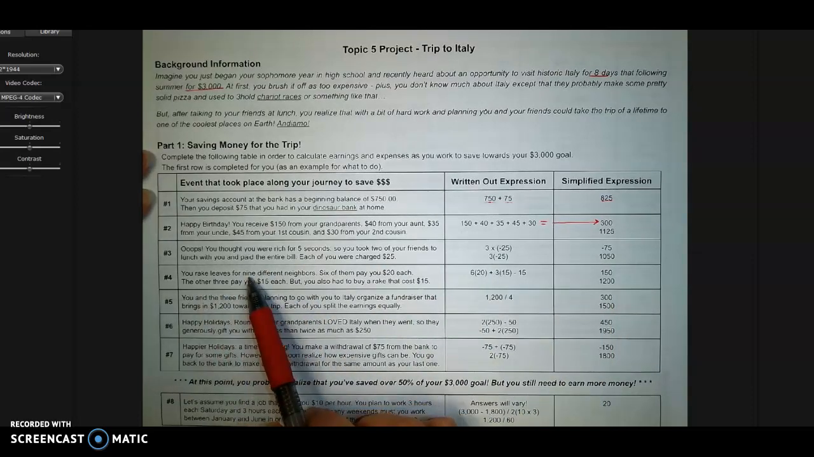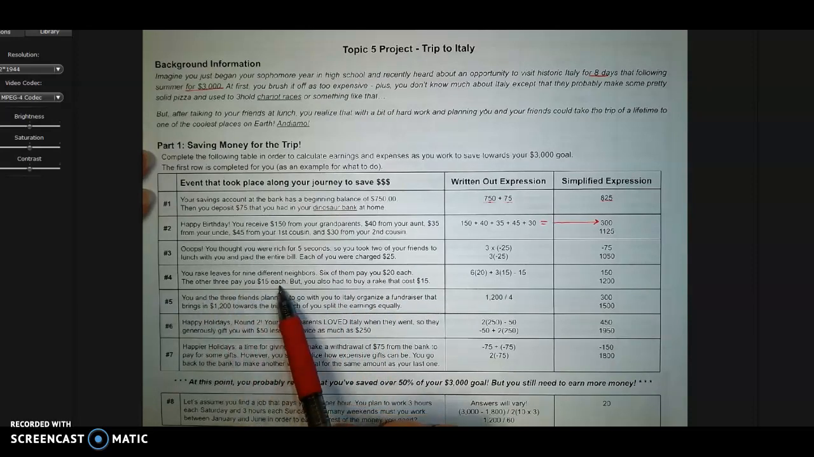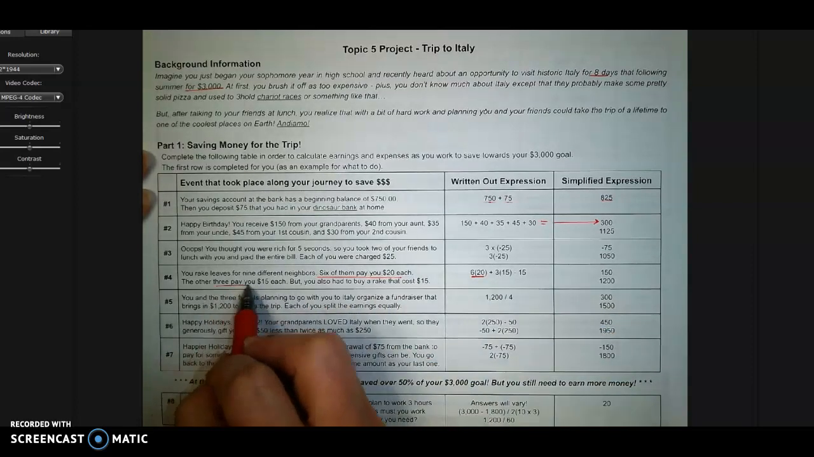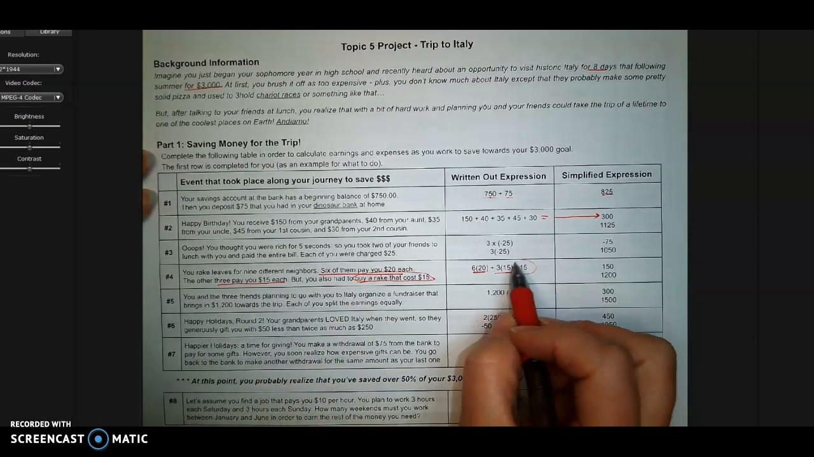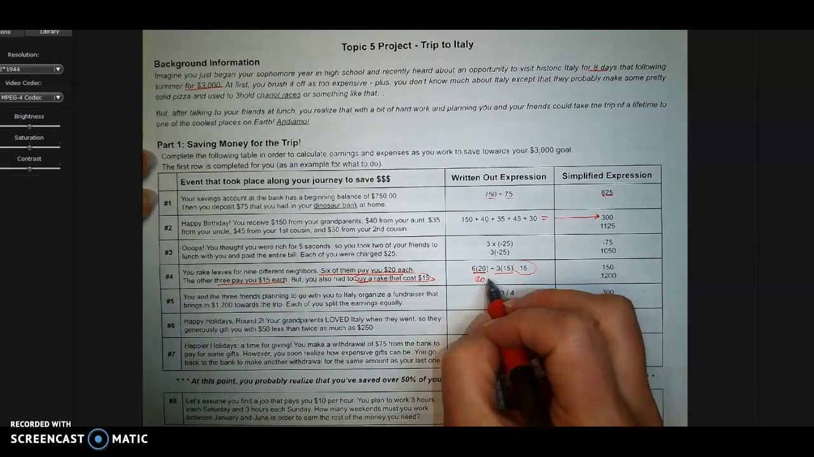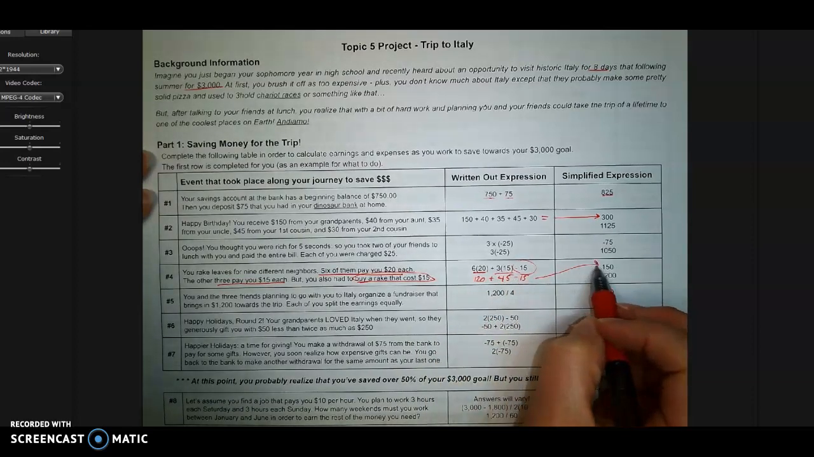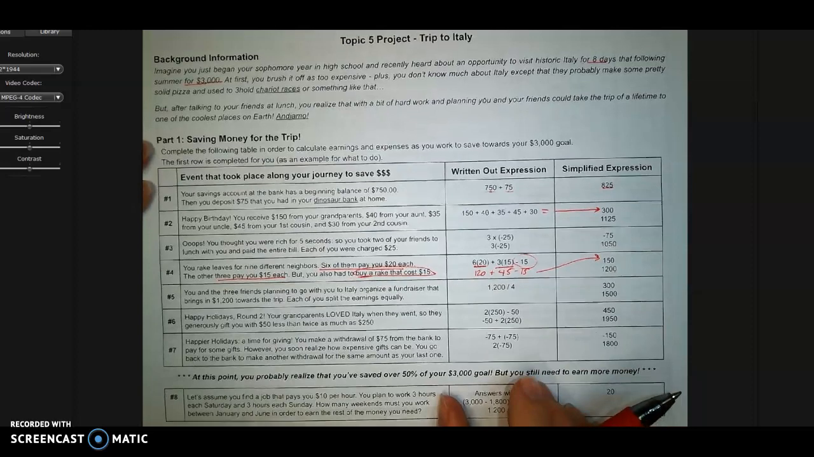So you decide to rake leaves for 9 different neighbors. 6 of them pay you $20 each. The other 3 pay you $15. But you also had to buy a rake that cost $15. So 6 of them pay you $20. That's this part right here. And then 3 of them pay you $15. But then when you buy that rake, that's the negative $15, or the subtracting 15. So you'd get $120 plus 45 minus 15. And you end up with making $150. Well, when you add that into your account, you're up to $1,200 saved.